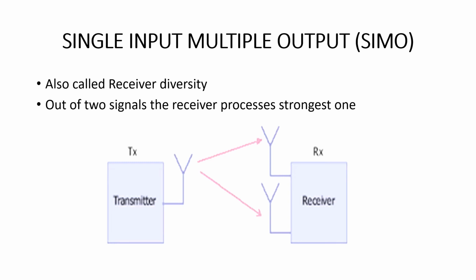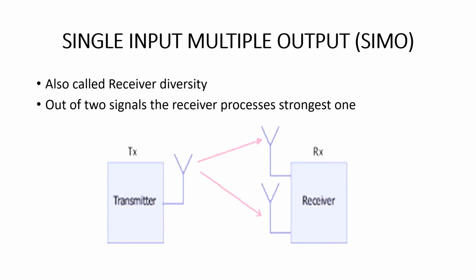Whereas here in this figure, can you see that in SIMO, that is single input, multiple output, the receiver side has multiple antennas. That is the reason why we call SIMO receiver diversity. So here, out of these two signals, the receiver will process the strongest one. In this diagram, we have represented two different paths.